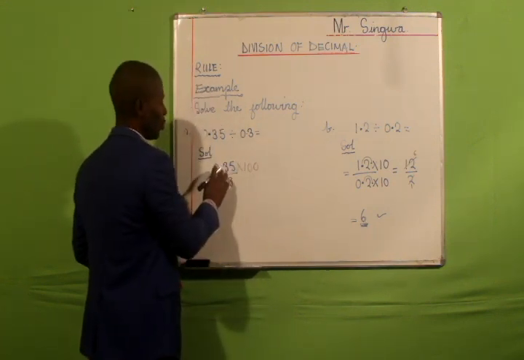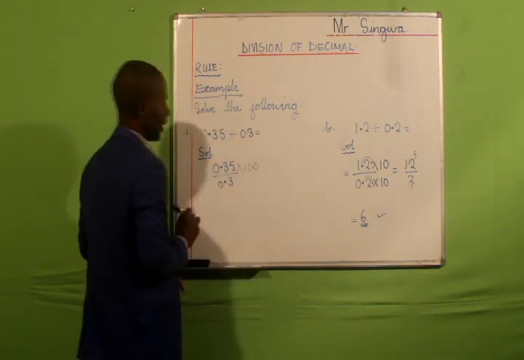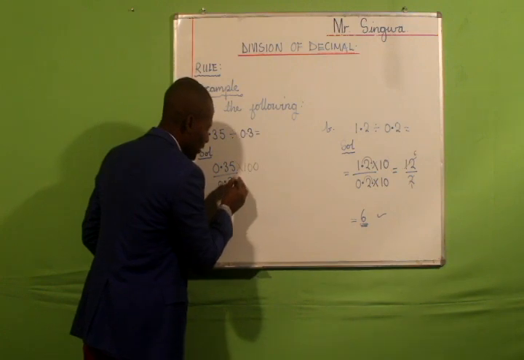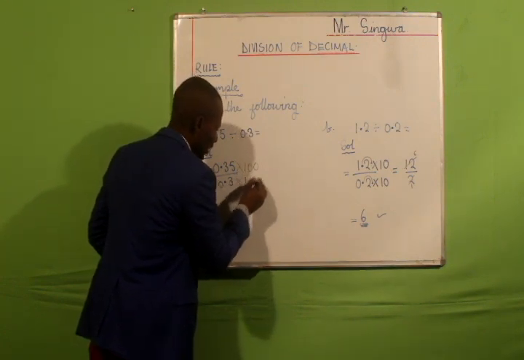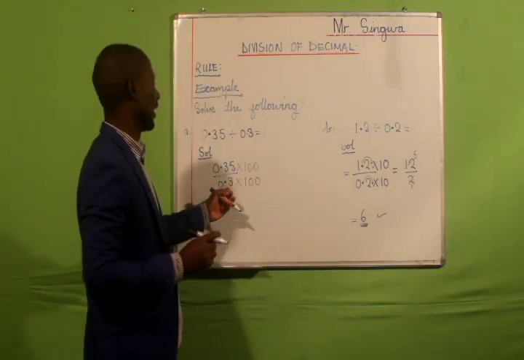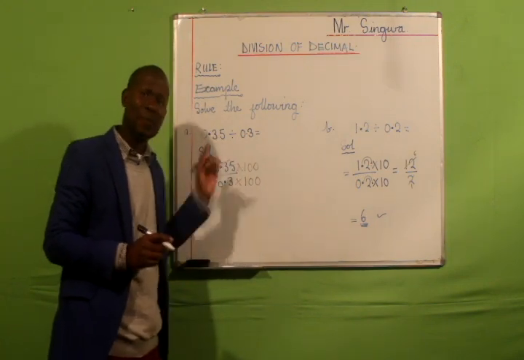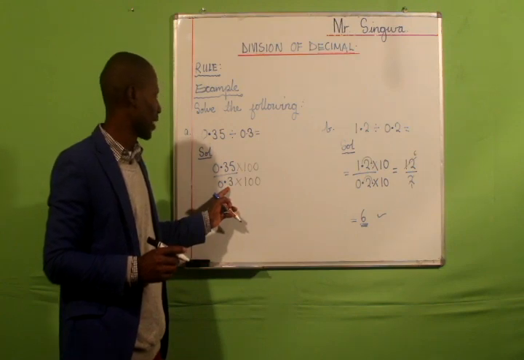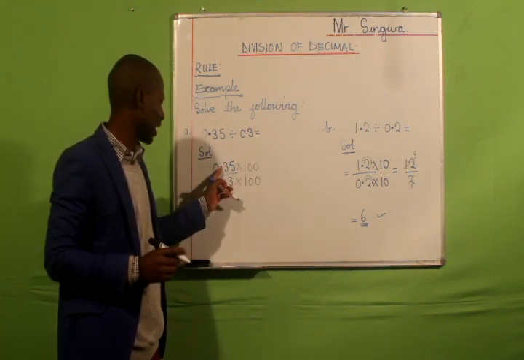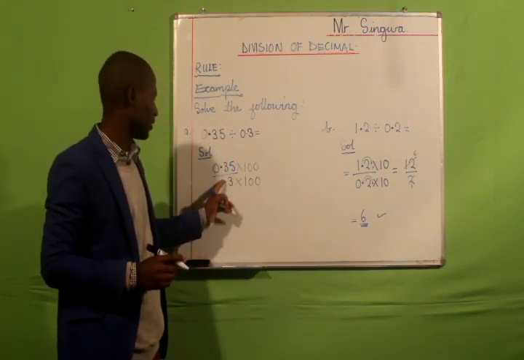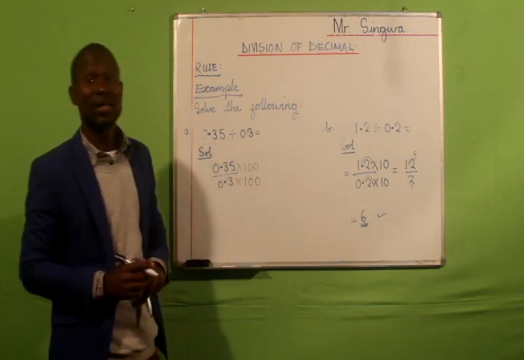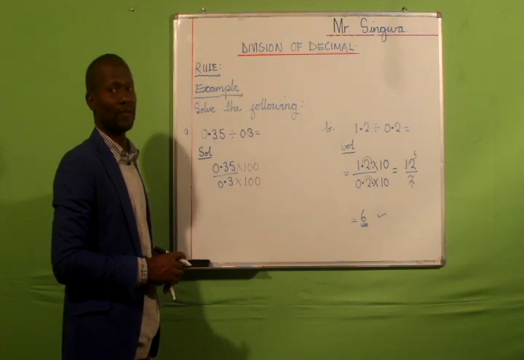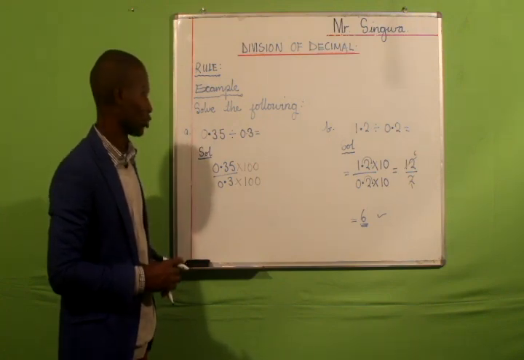So here you are going to multiply by 100. Equally, you consider this also. Please don't use 10. When you use 10, you make a mistake, because the point is going to shift only once here. This one is going to be 3, but this is going to be 3.5, which is not correct.